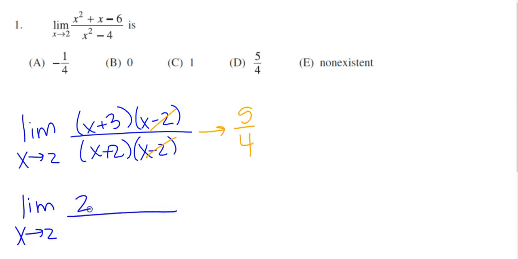Another option is to apply L'Hopital's rule. So the derivative of the numerator is 2x plus 1. The derivative of the denominator is just 2x. Plugging in 2 for x, again, gives you 5 over 4.